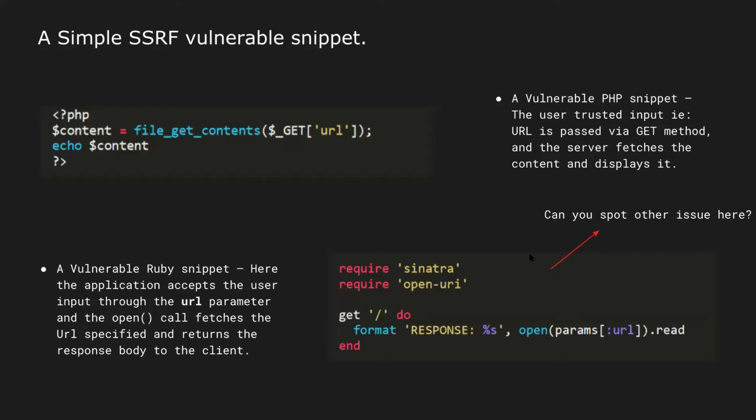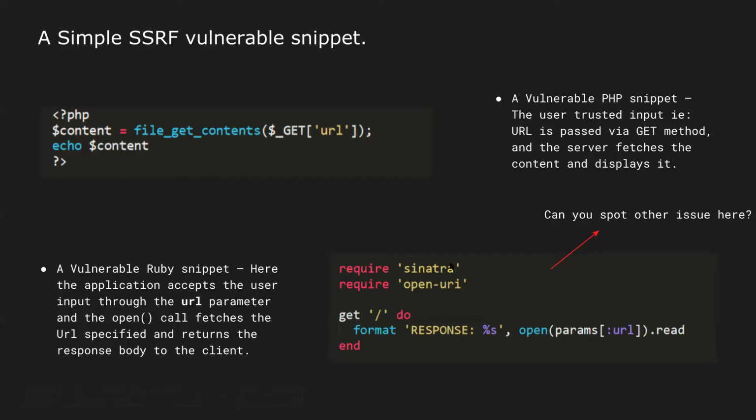This is how SSRF vulnerabilities look when you look into the details in the code. Here we have two simple examples, a PHP code and a Ruby code, on the bottom right corner. Both take a URL as input. Let us consider that the URL is a user controlled parameter. In PHP, file_get_contents is used to fetch the contents of the URL and display it back in the application. In the Ruby code, there's an open call that fetches the content from the URL and displays the response in the application itself.